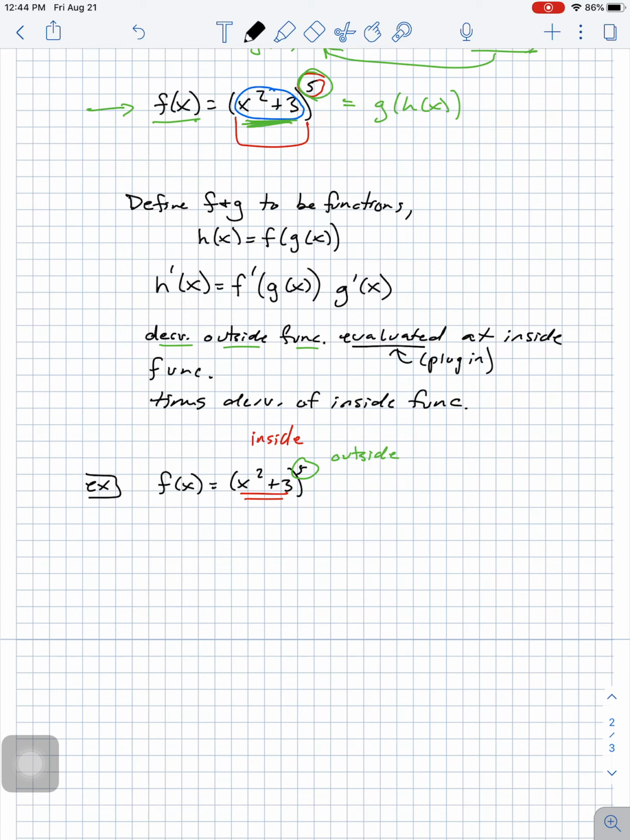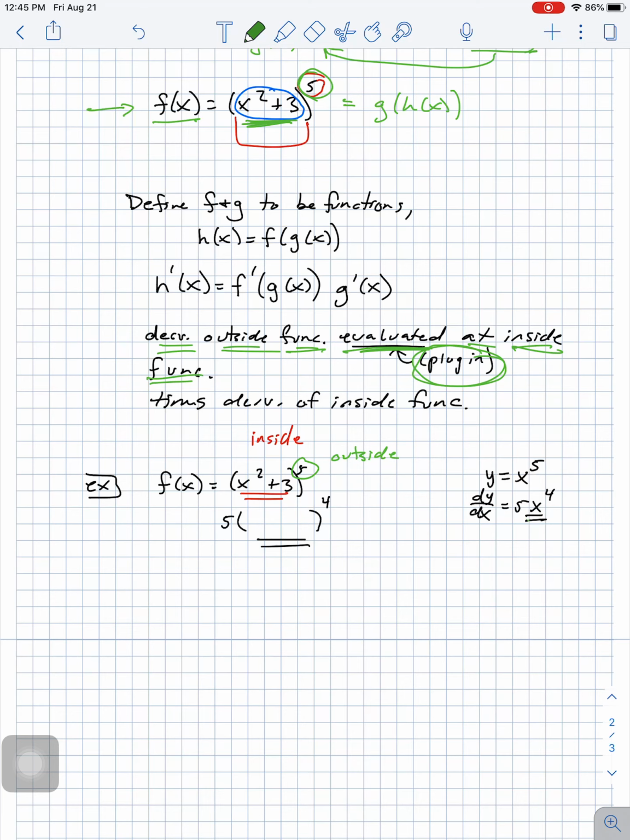Well, I know how to take the derivative of x to the fifth: you drop the power and you lower it by 1. That's the derivative of that outside fifth power function. So you're dropping that 5 and you're lowering the power by 1. Now, the reason I didn't put an x there and put parentheses instead is because of the next part of this sentence. It says the derivative of the outside function evaluated at the inside function, which means plug in the inside function.